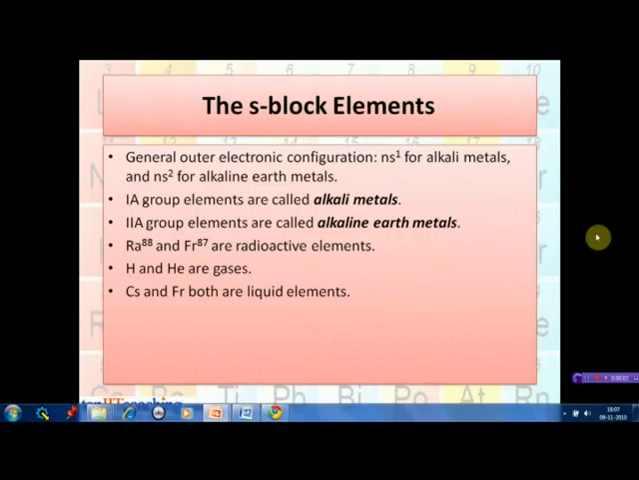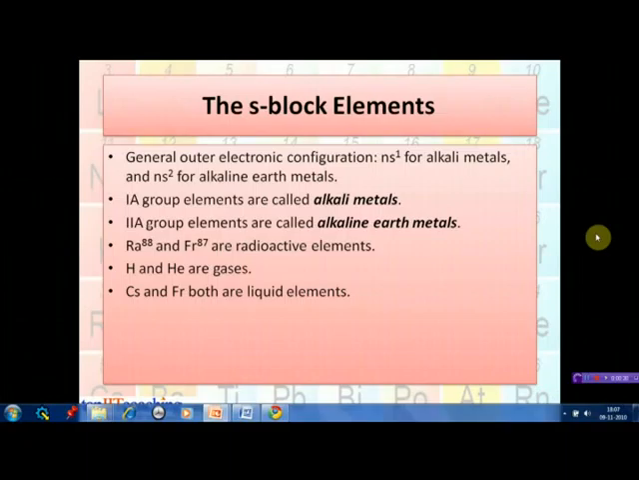As we discussed earlier, the modern form of the periodic table has been divided into 4 blocks on the basis of the general outer electronic configuration of the elements. These 4 blocks are the S block, the P block, the D block, and the F block. First of all, let's take up the S block elements. First A group, second A group, hydrogen, and helium constitute the S block.